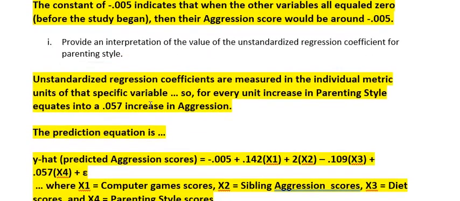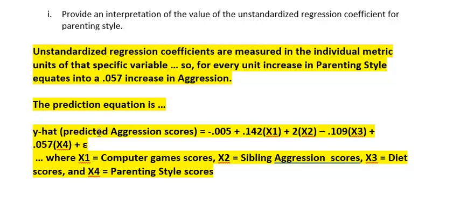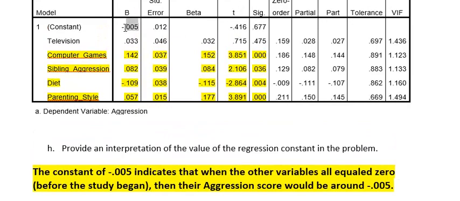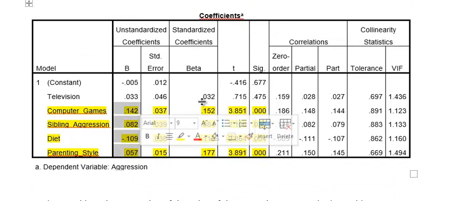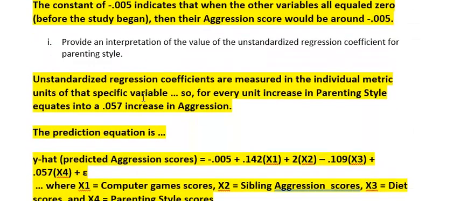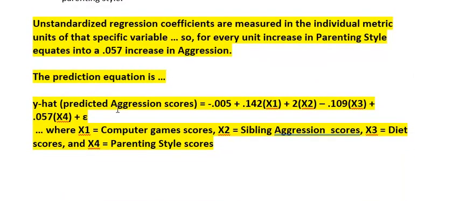Now, I'm big on the prediction equation. So here it is. The predicted aggression score is the constant, it's this, plus or minus all of the significant unstandardized B weights. That's these guys. Only those that are significant. If it's not significant, don't put it in the equation. But here it is right there. Okay. So if you wanted to predict somebody's aggression scores, you would find out what their computer game scores are, their sibling aggression scores, their diet scores, and their parenting style scores, and then multiply them all together, and then add them and subtract them, and this is it. This is your prediction score.